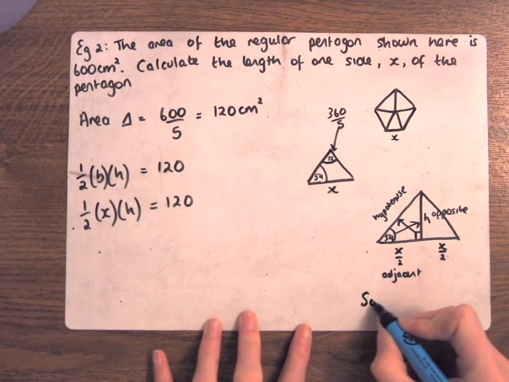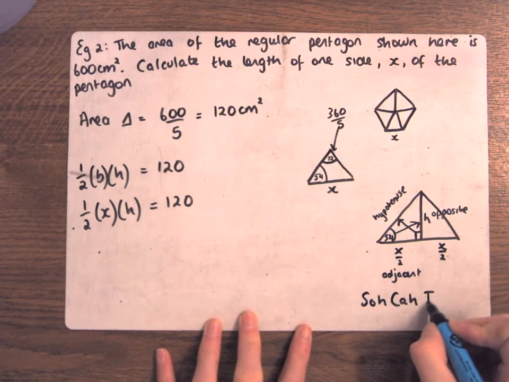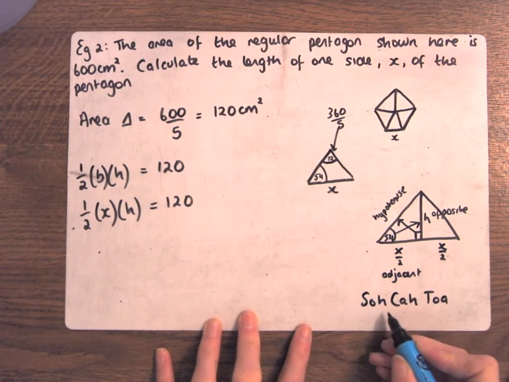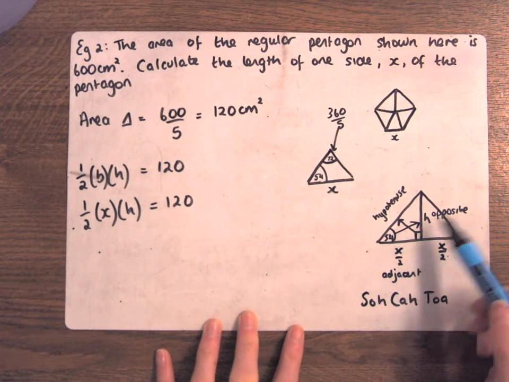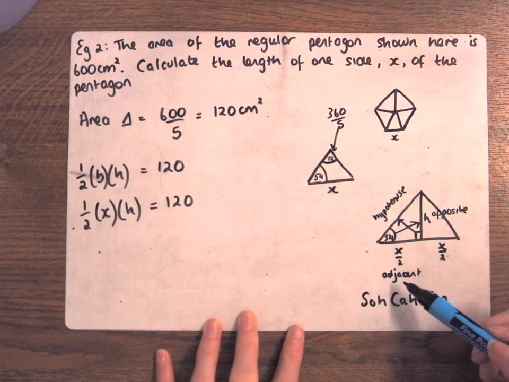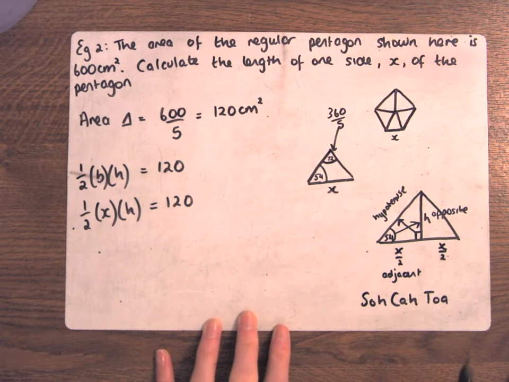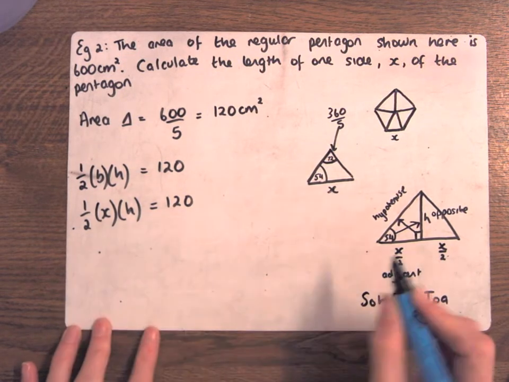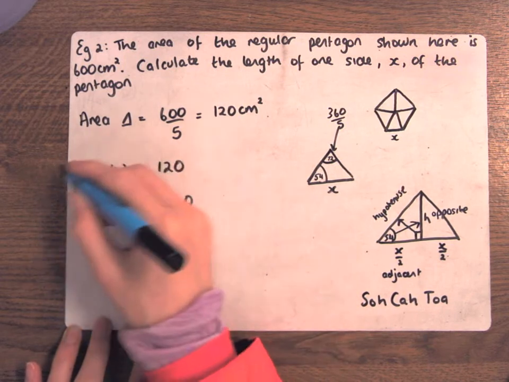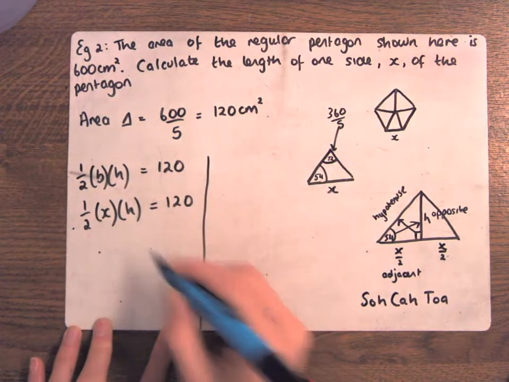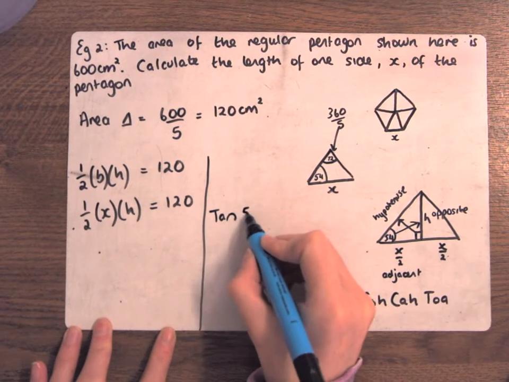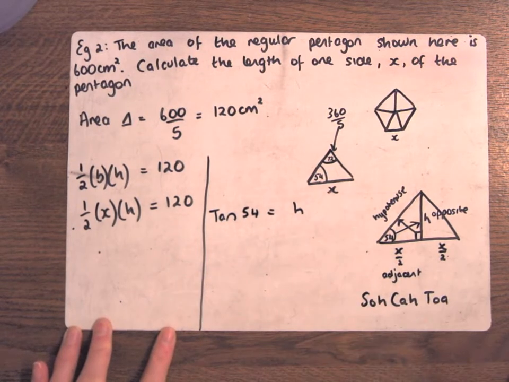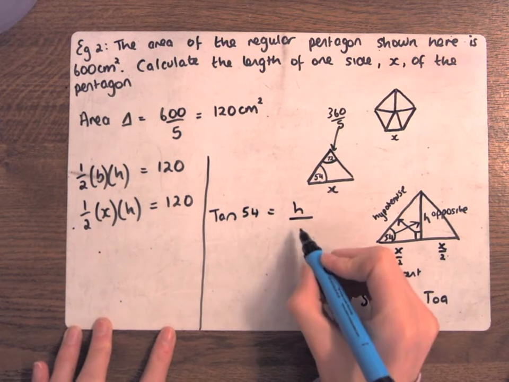Did you learn this? Sine is opposite over hypotenuse, cos is adjacent over hypotenuse, tan is opposite over adjacent. What do I have? O and a. SOH CAH TOA. Tan. Okay, so tan. I'm going to leave that there now because I'm going to fill in h in a minute. Tan of the angle is opposite over adjacent.